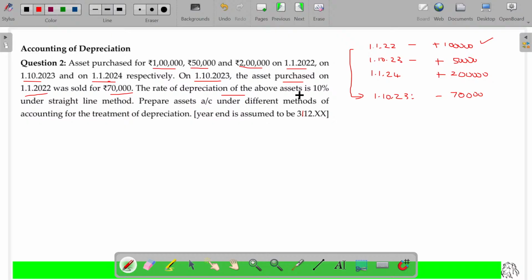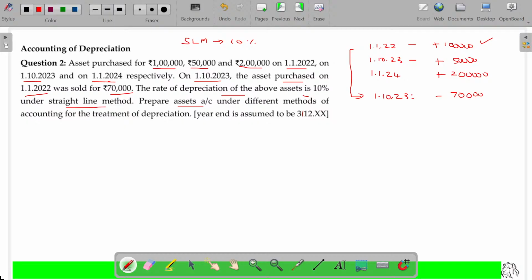The rate of depreciation of the above asset being 10% under SLM method. So we have to follow the SLM method of depreciation where the rate of depreciation is 10%. Prepare the asset account under different methods of accounting for the treatment of depreciation. One of the methods is charging the depreciation directly to the asset account. Another method is accumulating it in the provision for depreciation account. So these two models we can follow. Sometimes the asset may be sold through an asset disposal account. I skip that in this illustration, so you can try it yourself.